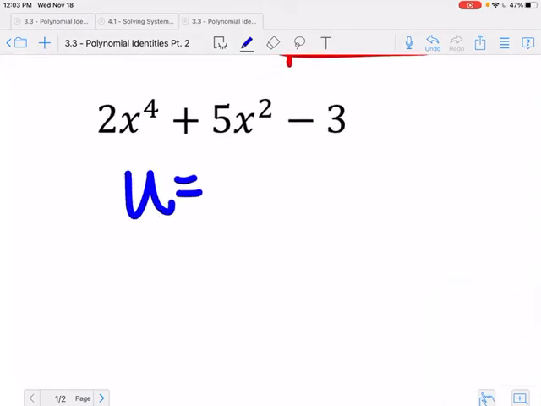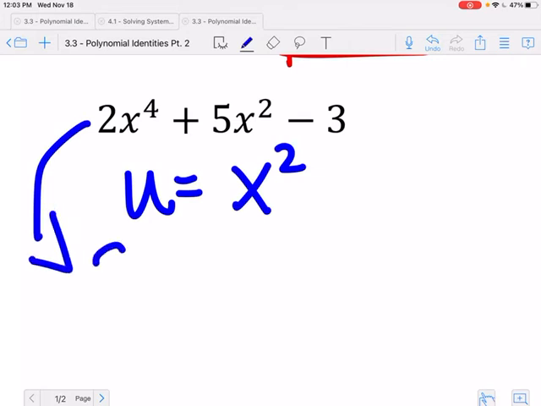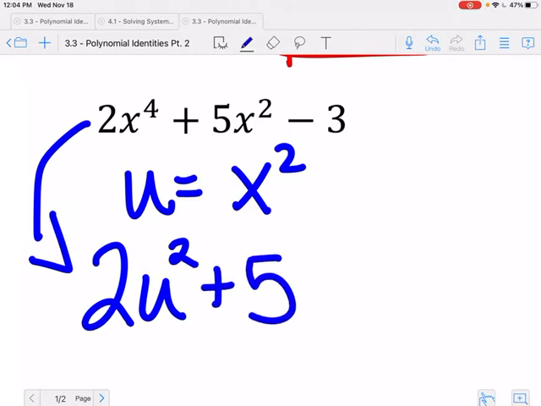I'm going to let U equals x squared, which means that for every x squared, I'm going to replace it with the U. If I rewrite this, I'm going to be left with 2x to the power of 4. Well, how many u's can you fit in x to the power of 4? I can fit 2 of them, which means that I can replace x to the power of 4 with u to the power of 2. Plus 5x to the power of 2. Remember that I can replace x to the power of 2 with 1u. So in this case, I'm going to have 1u. And then minus 3. So what I did was I basically rewrote the whole problem in terms of u.